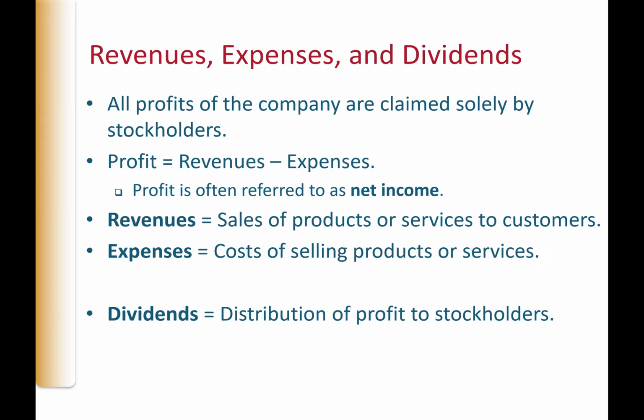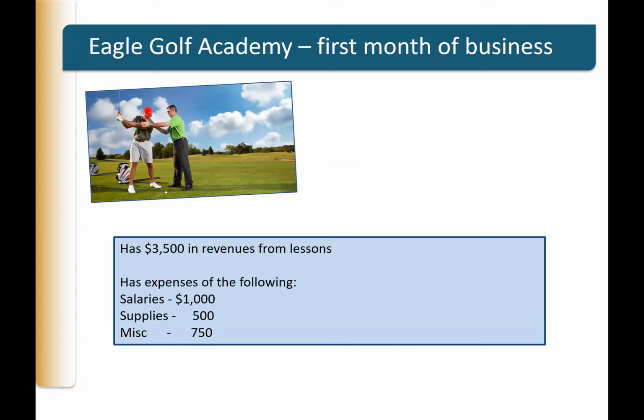Now, another piece that you will be familiar with is called dividends. Dividends are just distributing profits to the stockholders. It's not an expense, but when individuals invest in a company, they want to see a return on their investment. They want to benefit from investing in a company. So companies provide dividends to those who own the company, a piece of the profits. Dividends are the distribution of profit to the shareholders, stockholders.